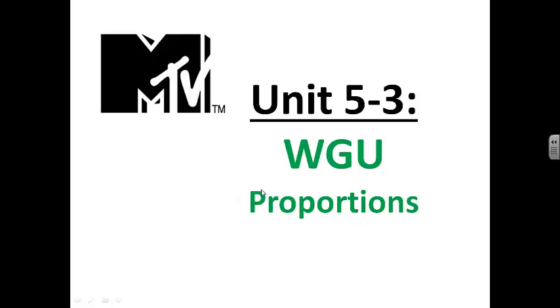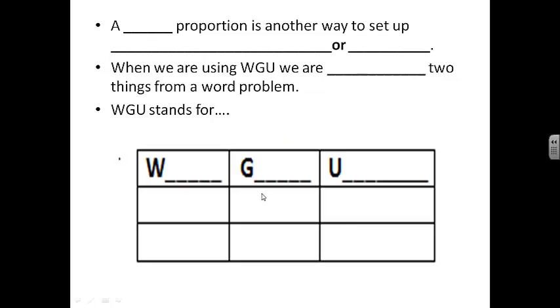We're going to be talking about WGU proportions. Okay, let me find my pen. Here we go. A WGU proportion is another way to set up equivalent. And we remember what equivalent means, right? It means equal. So a proportion is another way to set up equivalent fractions, which we've already talked about, so we should already know this, or ratios. Ratios are just comparing two numbers, so kind of like fractions.